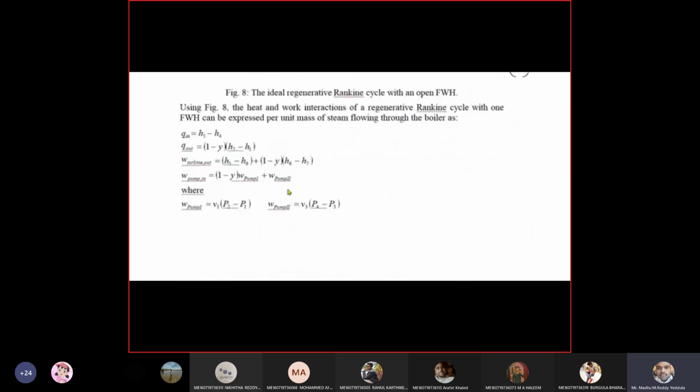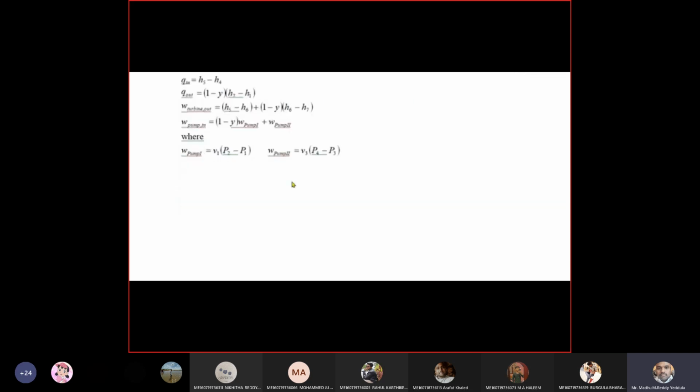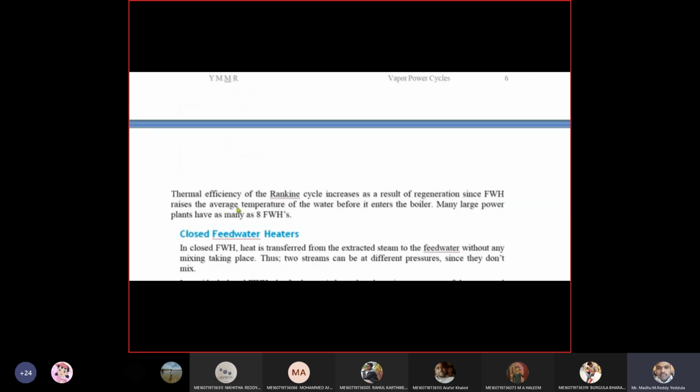This is the pump. Got it? This is the open type of feed water heater. In open type, we are directly mixing the trapped steam with the feed water, thereby the feed water temperature is increased. Now, thermal efficiency of the Rankine cycle increases as a result of regeneration, since the feed water heater raises the average temperature of the water before it enters the boiler.